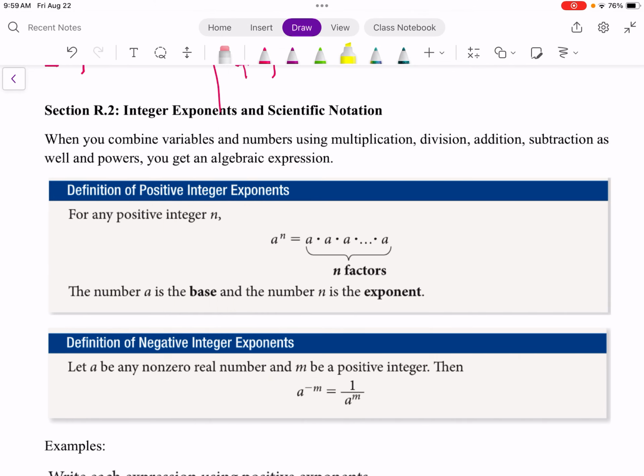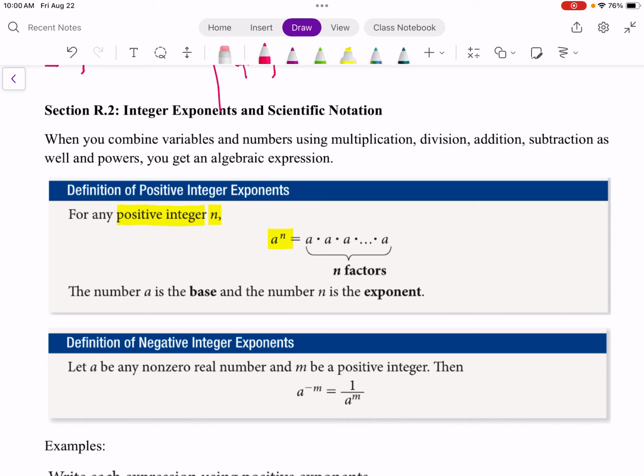In this section, we'll talk about integer exponents and scientific notation. So let's take, for example, any positive integer n, and a to the power n. Let me be very specific.